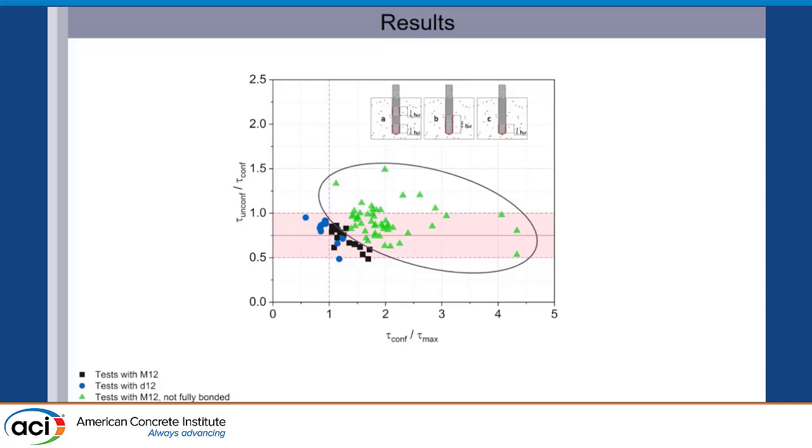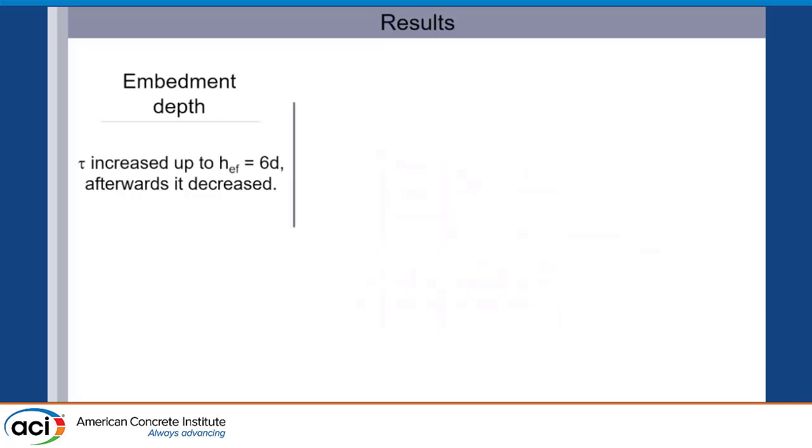In this case, you see that the values vary from 0.5 to 1, and on average, the value was 0.75. This indicates that the value currently used for standard diameters and standard embedment depths in the current guidelines is accurate and conservative. So now we come to the last part.